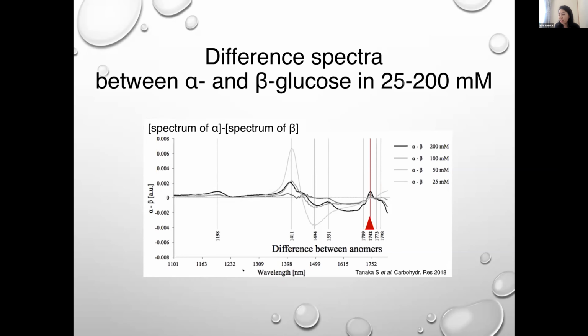And now I show the different spectra. It's just a subtracted spectrum of beta glucose solution from alpha glucose. You can see the concentration dependency on the absorbance at 1742. Although other band around 1400 nanometer are affected by high absorbance of solvent water.